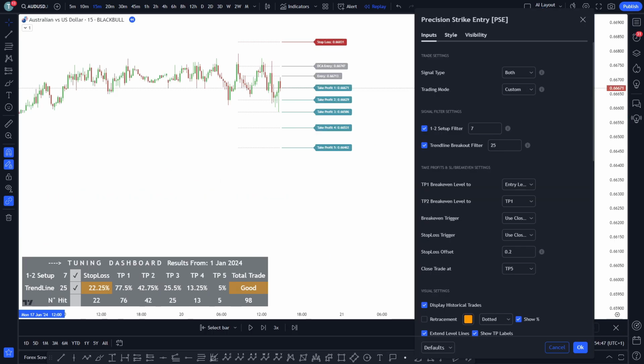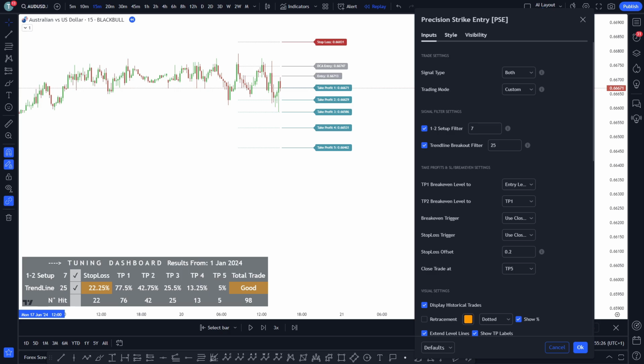Now let's dive into the more advanced settings of the Precision Strike Entry tool specifically for Forex trades. In this example, I'm using the Australian dollar versus the US dollar AUD USD pair with default settings except for the stop loss offsets which you see right here. In this example setup, we analyzed the data from 1st of January until today, total of 98 trades, 22 went to stop loss and the success rate is approximately 78%. The settings are 1-2 pivot on 7 and the trendline pivot on 25.